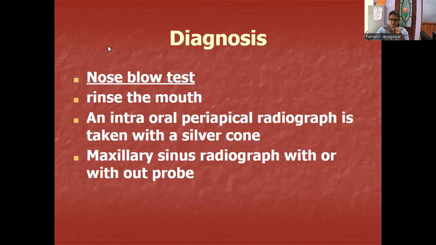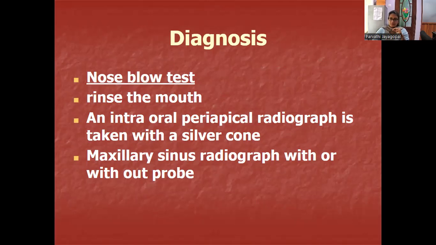Coming to diagnosis, it can be done by a nose blowing test where the nose is pinched and the patient is asked to blow, and you can see a whistling noise or escape of air through the mouth. Or you can ask the patient to rinse the mouth and you can see escape of fluid from the nose. You can also take intraoral periapical radiographs with a silver cone, or maxillary sinus radiographs with or without a probe. These are all methods by which you can understand the presence of a communication.